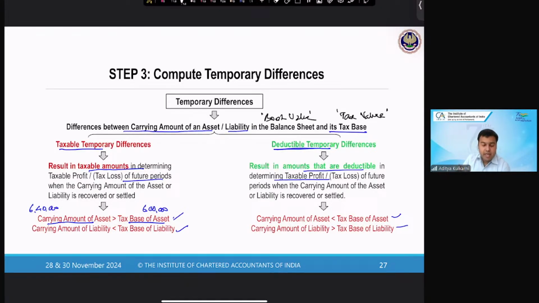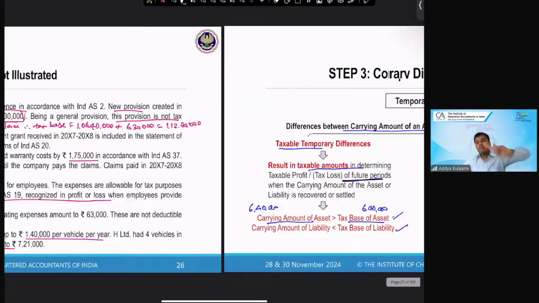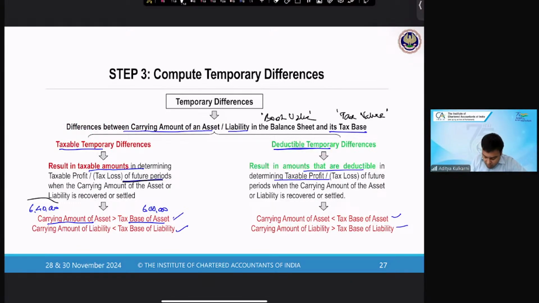So these temporary differences can be categorized into two types. One is a taxable temporary difference. One is a deductible temporary difference. What is your taxable temporary difference? These are the differences which are giving rise to taxable amounts in the future. For example, in our first case, 6,40,000 was the carrying amount of the asset. 6 lakh was the tax base of the asset.